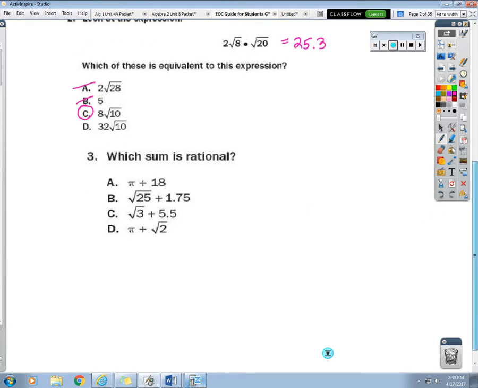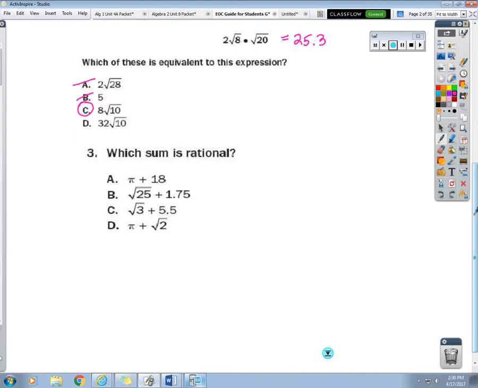All right, number 3. Which sum is rational? Well, what are the first 5 letters of rational? What do they spell? Ratio. What is a ratio? Something that can be a fraction, right?